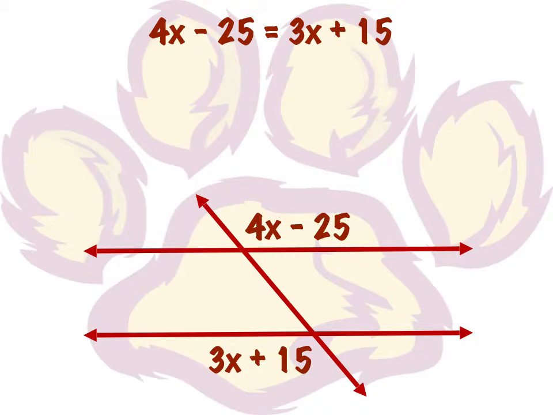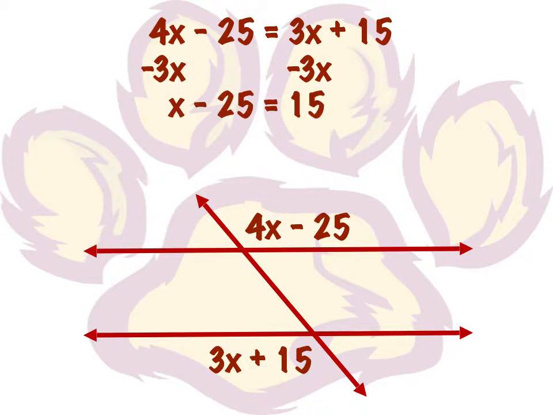So now we just solve this equation. First thing we have to do is move the variables so they're all on the same side. We do this by doing the opposite, so we subtract 3x from each side. What we're left with is x minus 25 equals 15. Now we continue doing the opposite and following our SAD map. So we get rid of that minus 25, we add 25 to each side, and that means x equals 40.